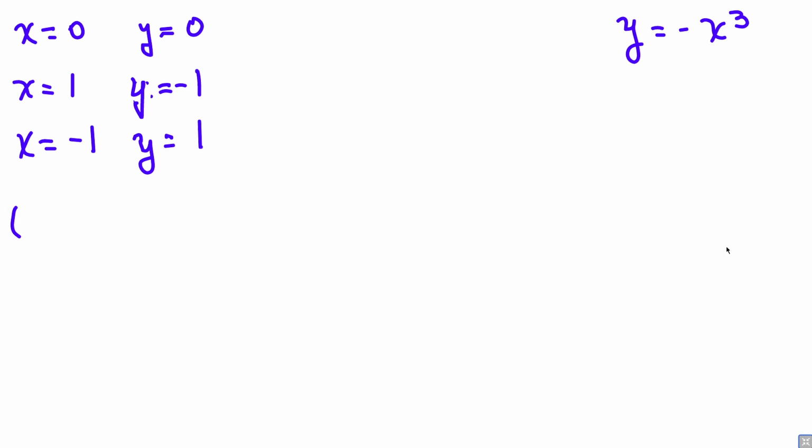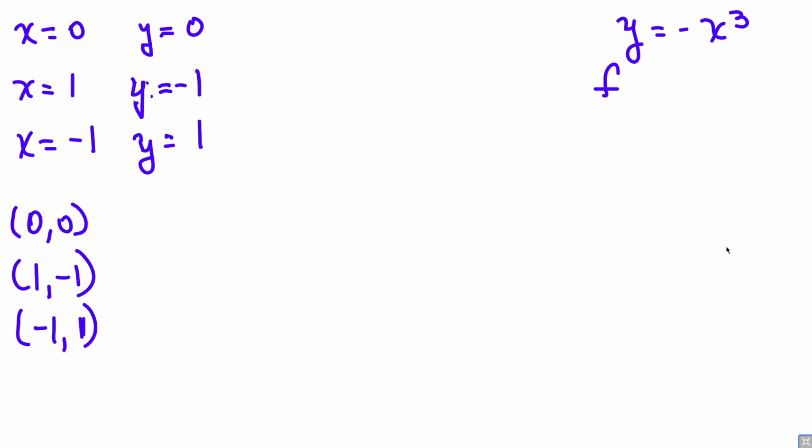this. So we're going to be looking at the point 0, 0. Going to be 1, negative 1. And we're going to be looking at negative 1, 1. Okay, so 0, 0, 1, negative 1, negative 1, 1. All right. So we have different points here. So what we're going to do is to plug into the formula.